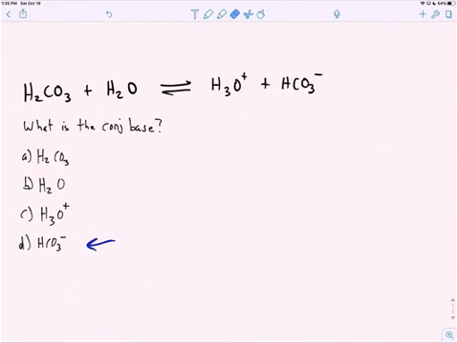So this is for you to try. Which one's a conjugate base? It's the proton acceptor. It's the bicarbonate. And notice the conjugates are always on the right side, on the product side.